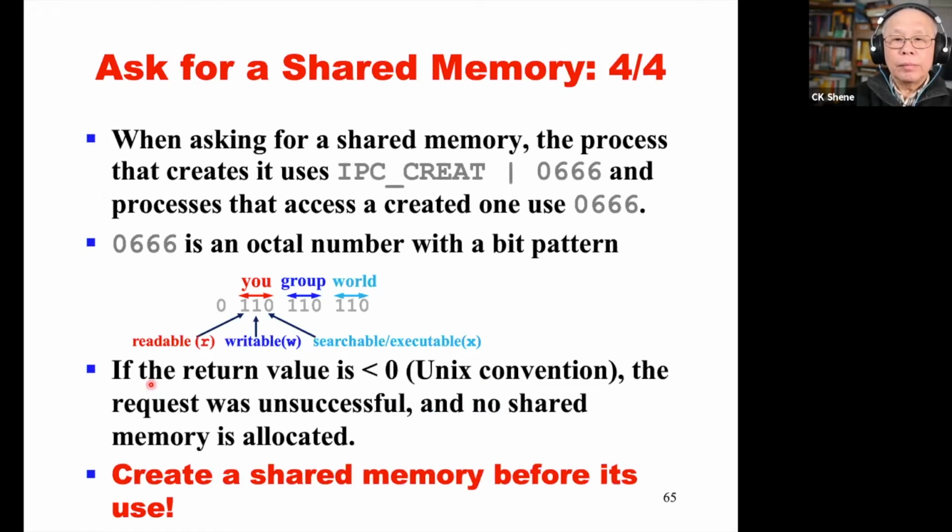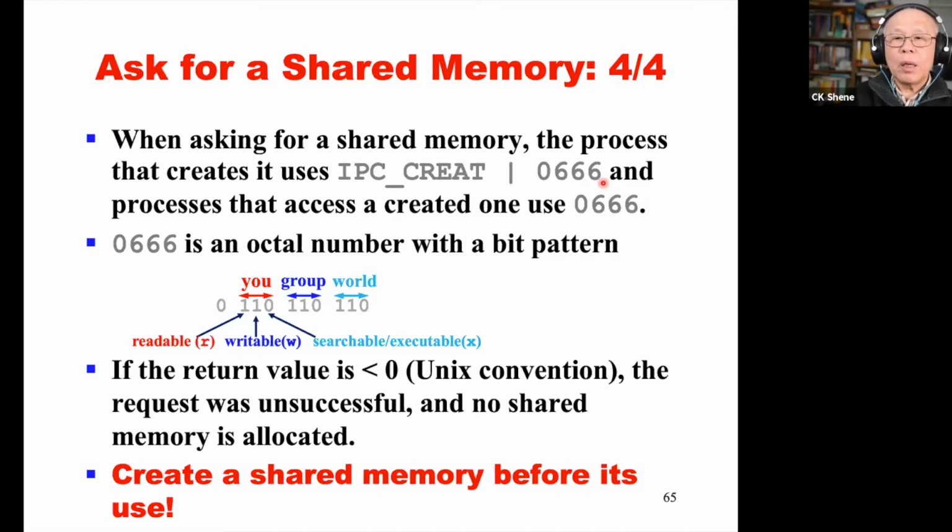So this is that easy. Now, let's refresh your memory regarding Unix permission. So 0666 is an octal number. An octal number requires 3 bits. It goes from 000 to 111. So 0 to 7 in decimal.